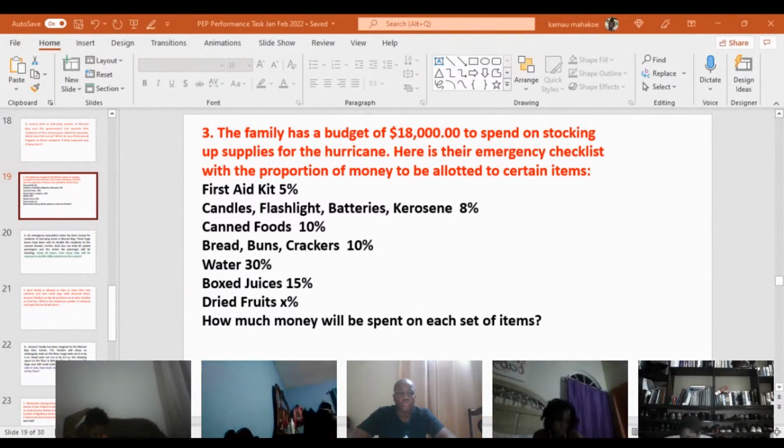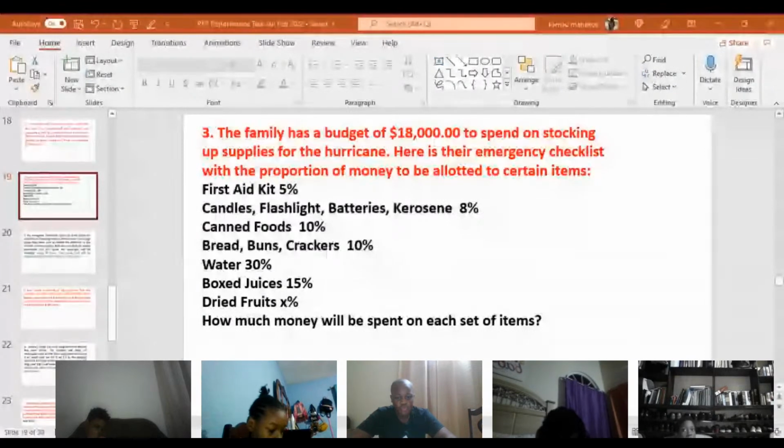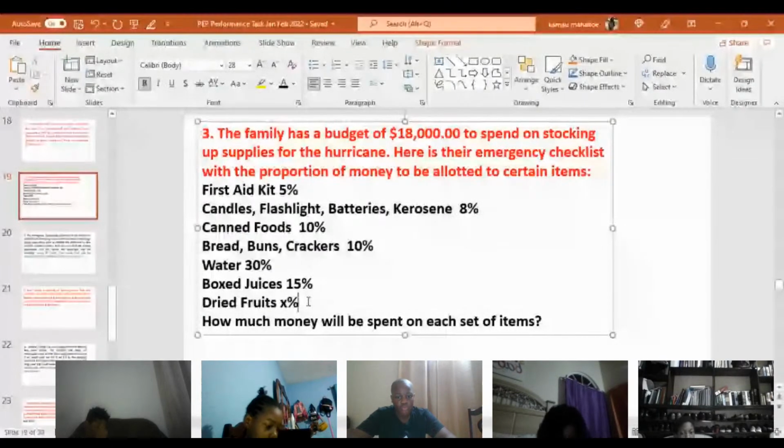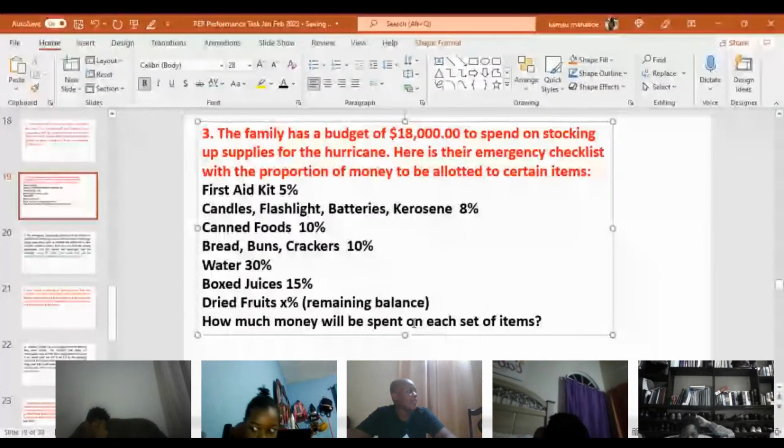All right, so I know you're going to need a little time to work that out. Miss, I just want to put out something. Go ahead. For all of those that will take up 78% of the money, that will help us in finding out, first of all, how much for the dried fruits. The dried fruits would be the remaining balance, so the X% would be the remaining balance, Miss. Yes, Miss, and that would be 22%. Dried fruit is 22%. All right.